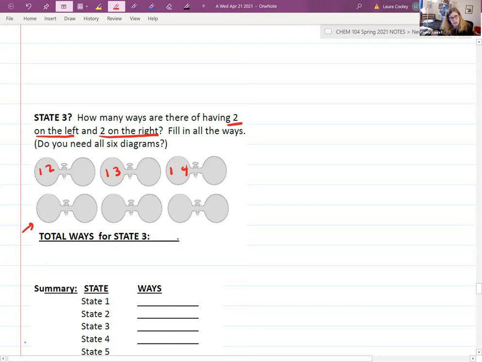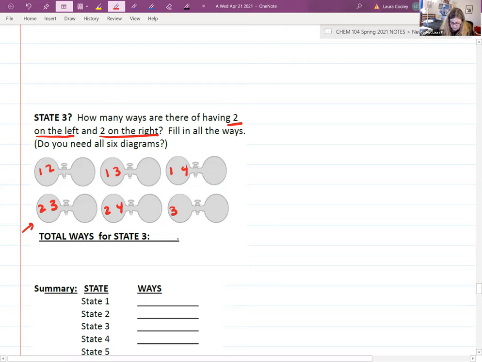So now I have to start with two. So what could I put here? Two and, to be systematic about this, I can't put two and one. I already used that one, right? So I'll put two and what? Two and three. And then two and four. And that's it. I've run out of, now I have to start with three.